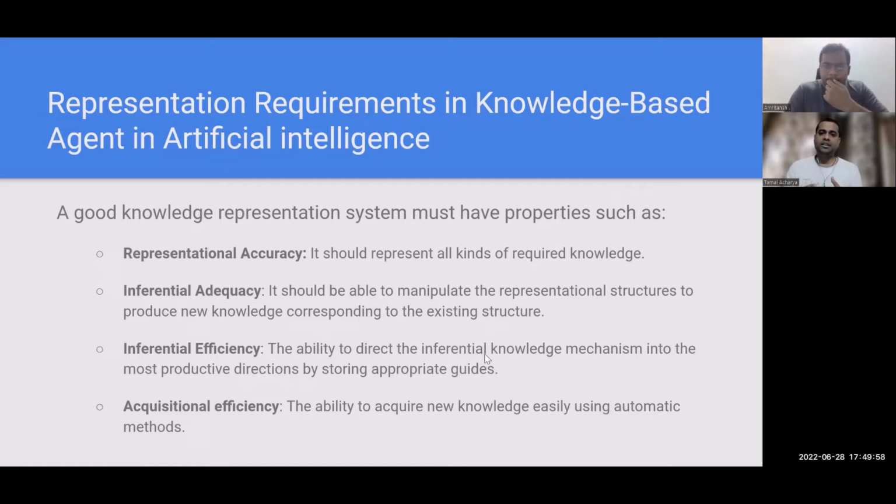Then we have acquisitional efficiency, the ability to acquire new knowledge easily, using automation. It's like a self loop. You acquire, you update your knowledge base, and you acquire again. So this is like a feedback loop. It keeps on updating automatically, and then you acquire new knowledge. Moving on.